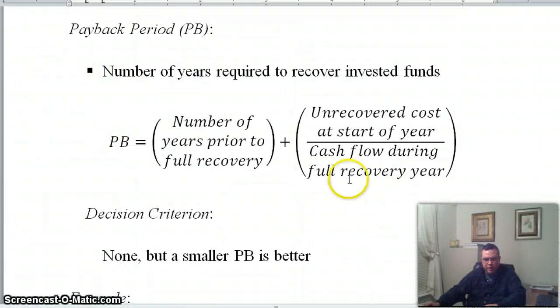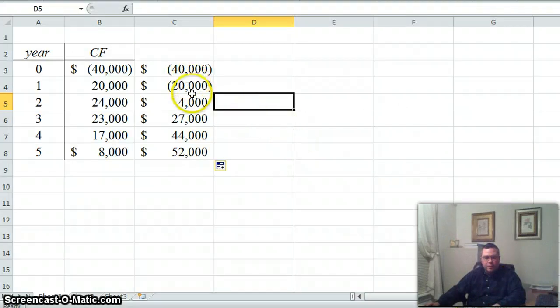So they have this little formula here to tell you that. That's this part of it. The number of years prior to the full recovery, that would be 1 year, because we know it's somewhere between 1 and 2 years. So that would be 1 year in our problem. And then we need to do this function here. It says unrecovered costs at the start of the year divided by the cash flow during the full recovery year. I'm not sure I wrote that right, but basically what it means is between this year and this year, how much more did we need to make would be our numerator, versus how much did we make would be our denominator.